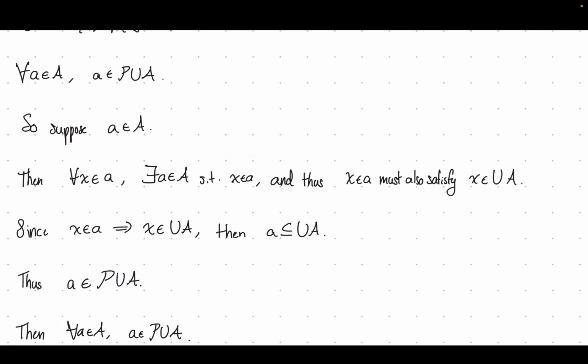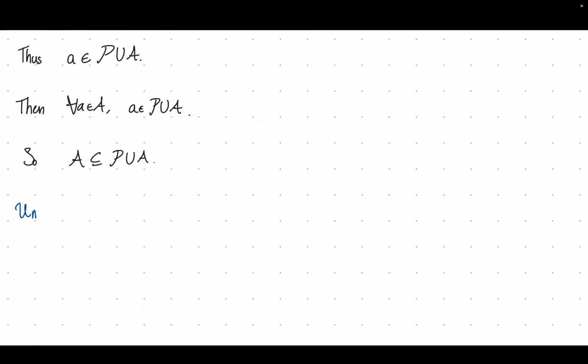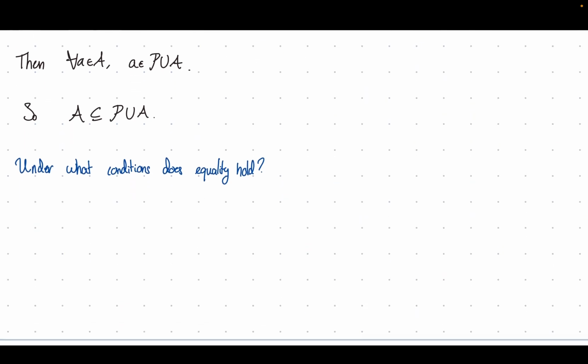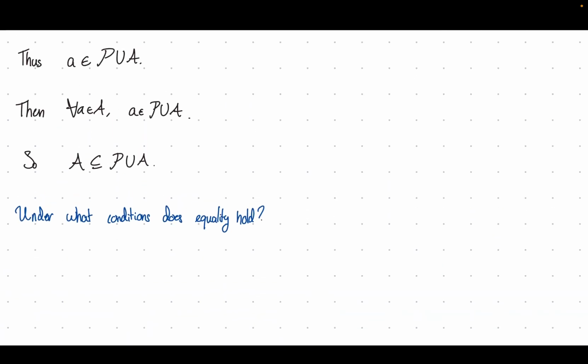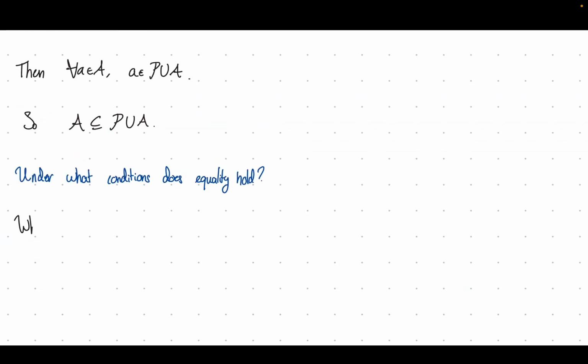Excuse me. Okay. Now, the second question was, under what conditions does equality hold? Now, what does this mean? Equivalently, what Anderton is asking, sorry, I'm just going to make a new page here. What Anderton is asking is, when is it true that the power set of the union of A is a subset of A as well?